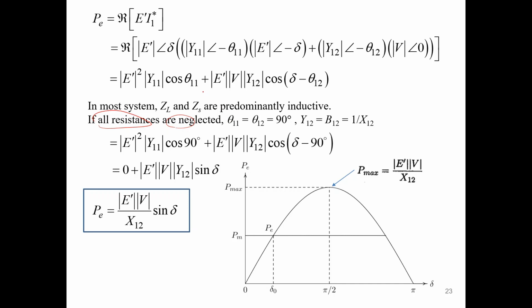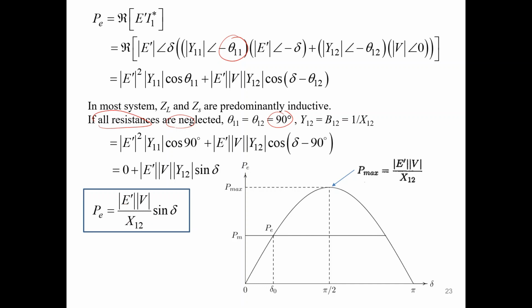So theta 11 and theta 12, which are the angles of the bus admittance matrix elements Y11 and Y12: it means that if you neglect the resistance, you just get the imaginary part, so the angle is 90 degrees, and y12 is 1 over x12, right? We put all these assumptions in the equation for PE here, so you get E times V over x12 times sine of delta.